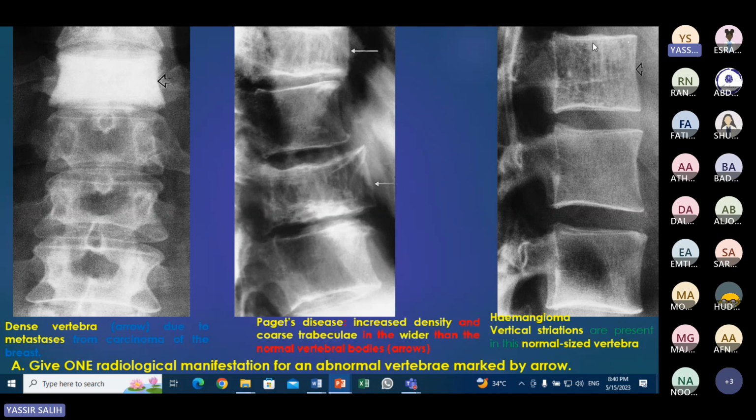So what is the diagnosis here? Hemangioma. And what is the diagnosis here? Increased density with enlarged vertebra: Paget disease. And what is the diagnosis here? Increased density with history of metastasis of breast carcinoma.